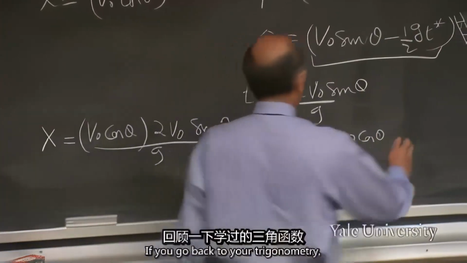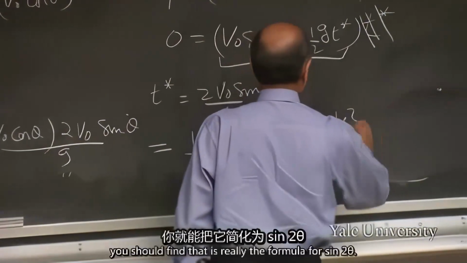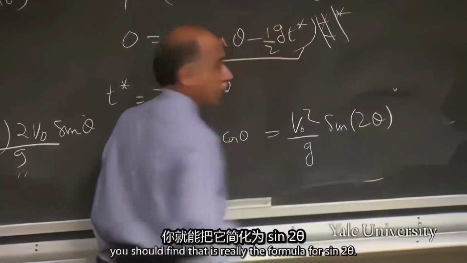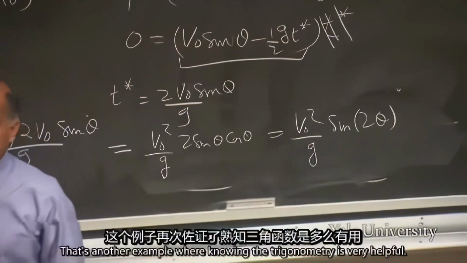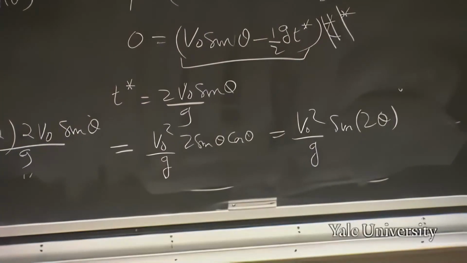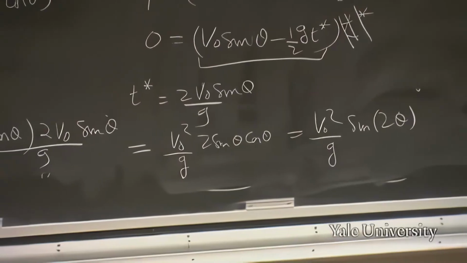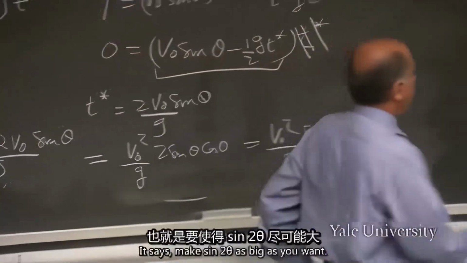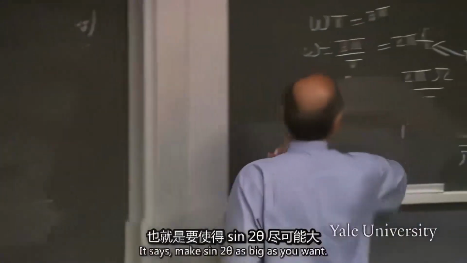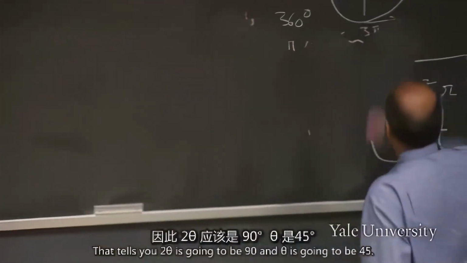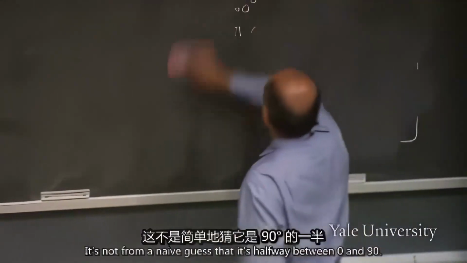Now if you go back to your trigonometry, you should find that is really the formula for sine 2 theta. That's another example where knowing the trig identity is very helpful. Okay, so this tells you exactly what you want. It says make sine 2 theta as big as you want, and that tells you 2 theta is going to be 90 and theta is going to be 45.